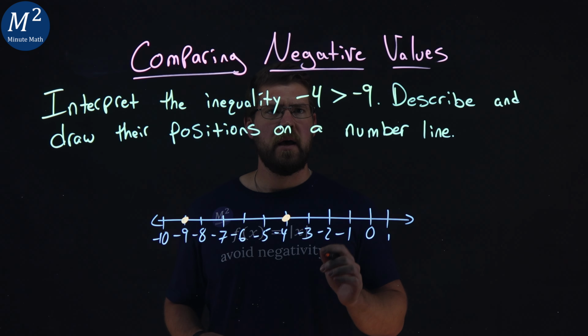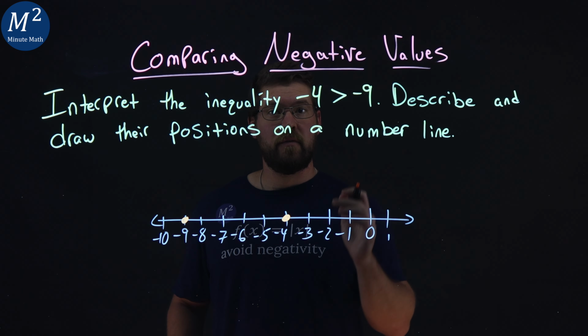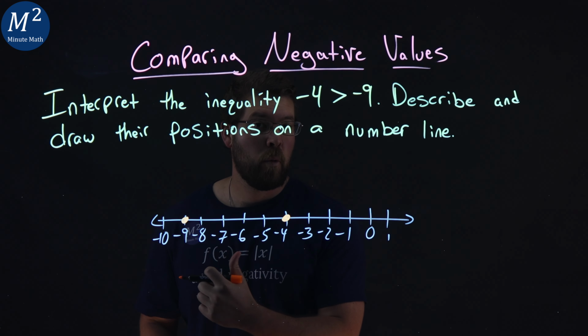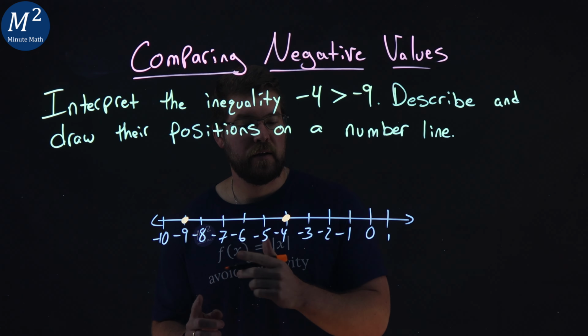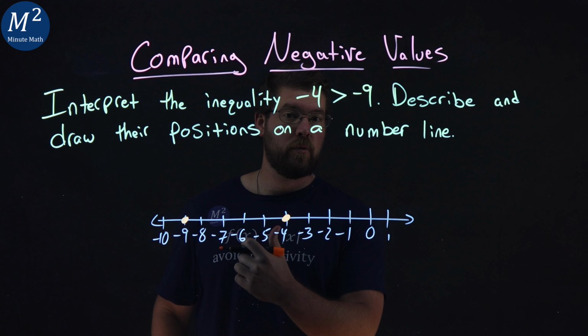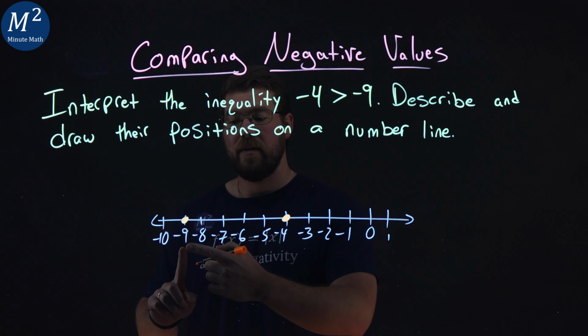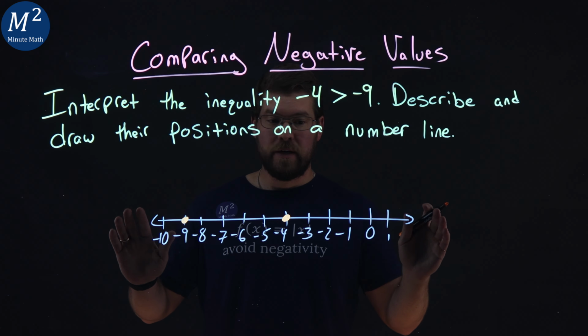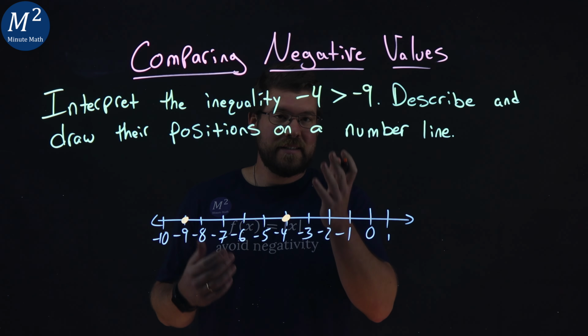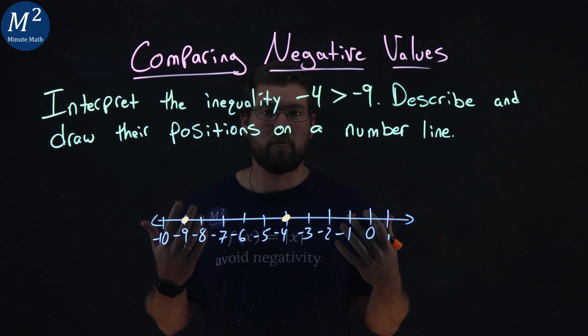Let's describe that. Well, -4 is greater than -9, meaning -4 is more to the right on the number line than -9 is. And we can see that here. -4 is more to the right because it's greater than the -9 right there, which is more to the left. So there we have it. We've plotted our points, -4 and -9 on the number line, and described it.